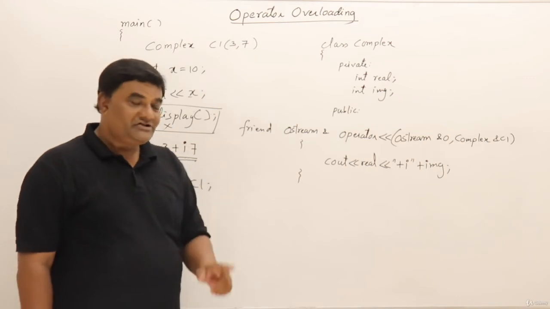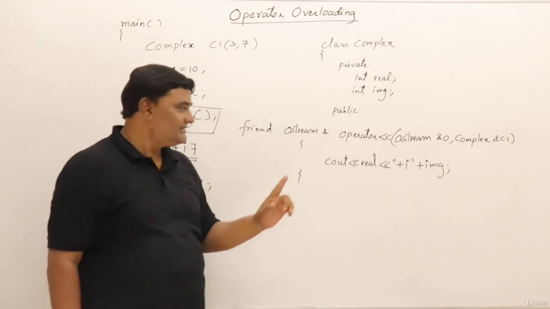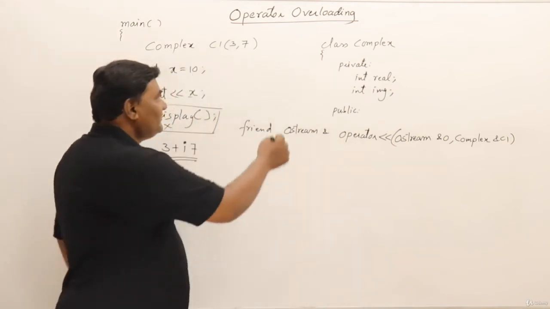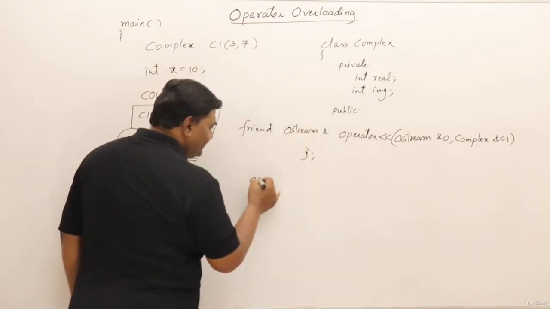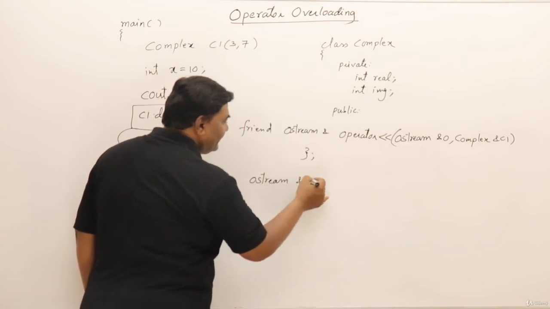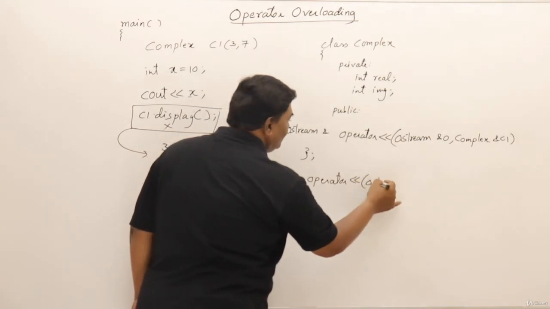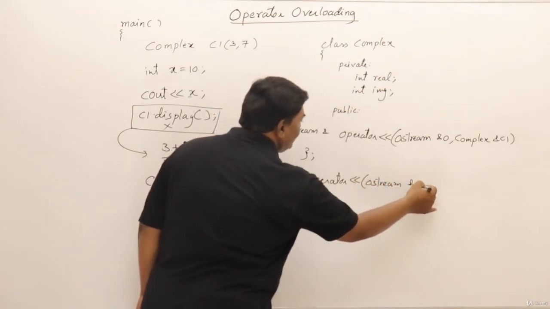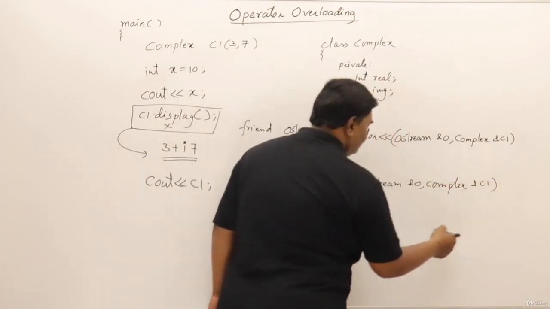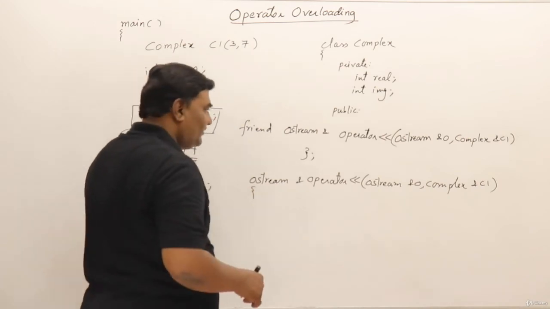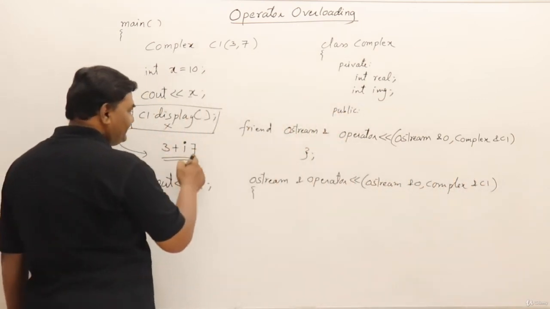Now, as it is a friend function, it cannot be implemented inside the class. So I will close the class and implement it outside. The same thing I have to write down. The class ends here. Now I should implement this function. I will say ostream reference operator insertion, ostream reference o and complex reference c1. Now let us write the body. What do I want to do? I want to display c1's real part and imaginary part like this.